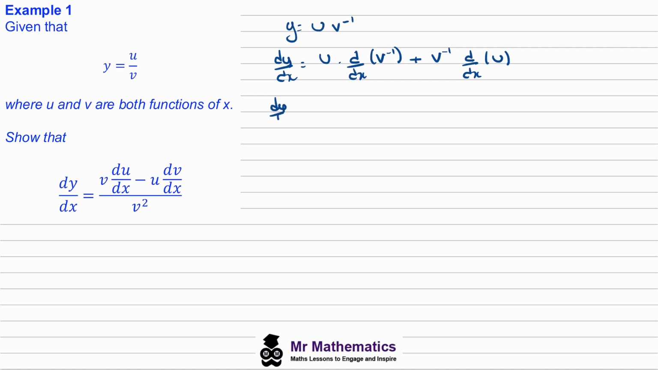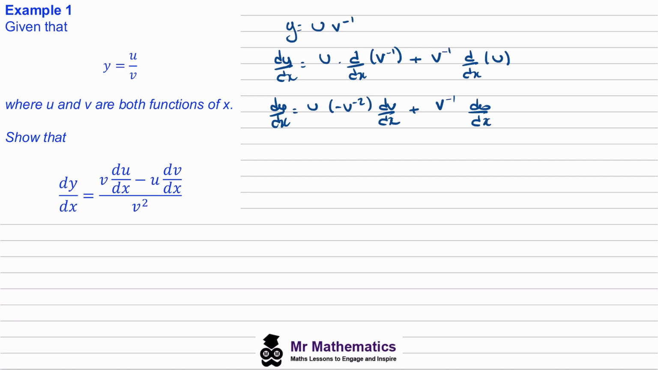So dy by dx will be u. When we differentiate v to the negative 1 with respect to x, we get minus v to the negative 2 dv by dx plus v to the negative 1. When we differentiate u with respect to x, we get du by dx.